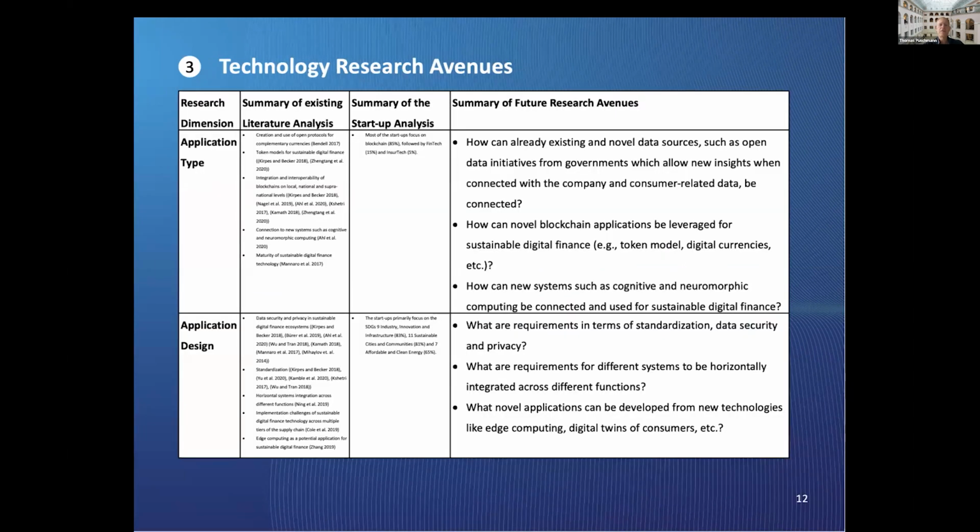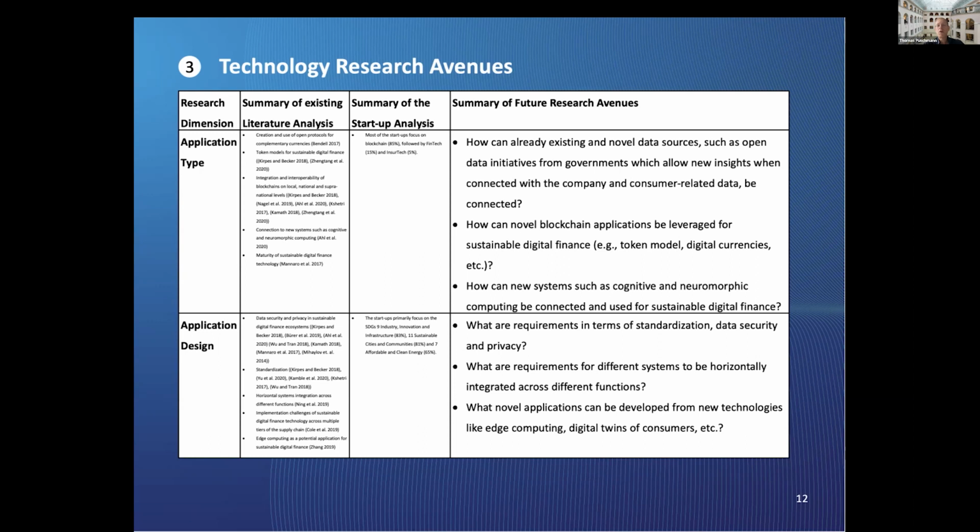So what does this mean also for the research dimensions here? Application type and design. This means, how can, for example, already existing and new data sources be used, such as open data initiatives from governments? How can they be enriched with the existing ones, and how can they be embedded in these new ecosystems and be used by the startups? Then specifically for the blockchain domain, as this was something very important here, how can this be leveraged for the finance domain? And how can the new systems such as cognitive and neuromorphic computing, for example, be connected?